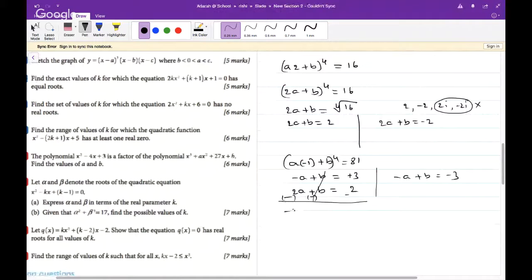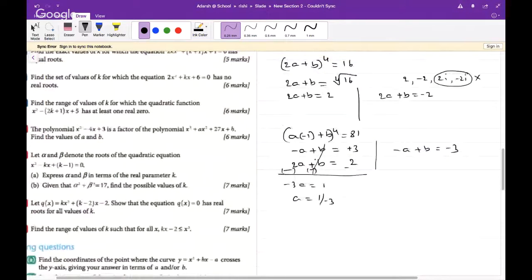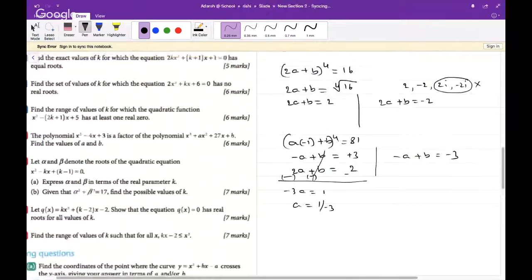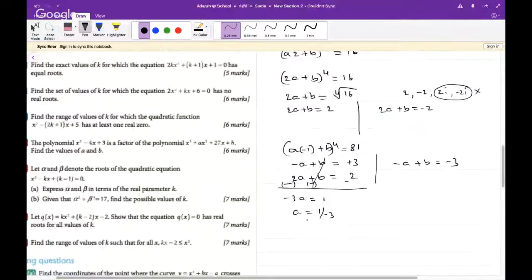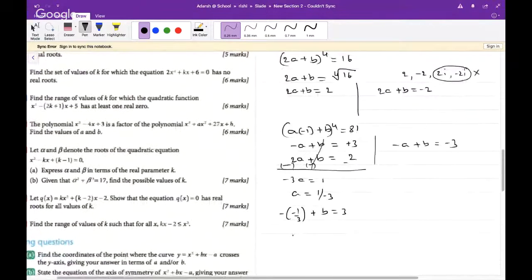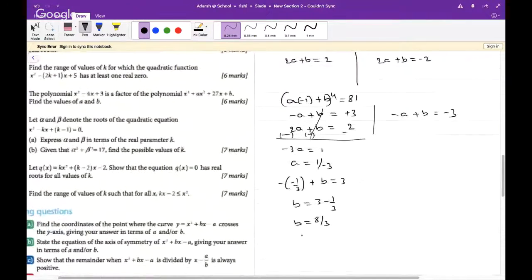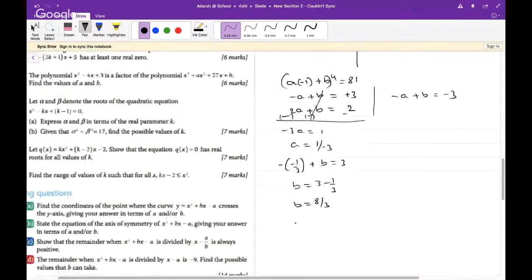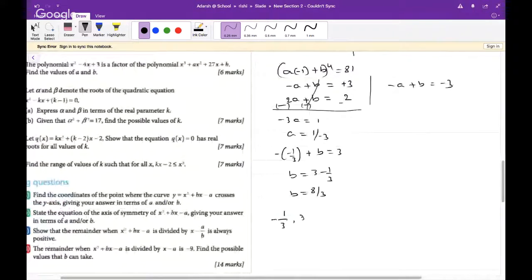So you get minus 3a is equal to 1, or a is equal to 1 over minus 3. So take this and put it in the first equation. So minus of minus 1 by 3 plus b equals 3. So b is equal to, this entire thing on the other side, 3 minus 1 by 3. So b is equal to 8 divided by 3. So one possible answer is minus 1 by 3 comma 8 by 3.